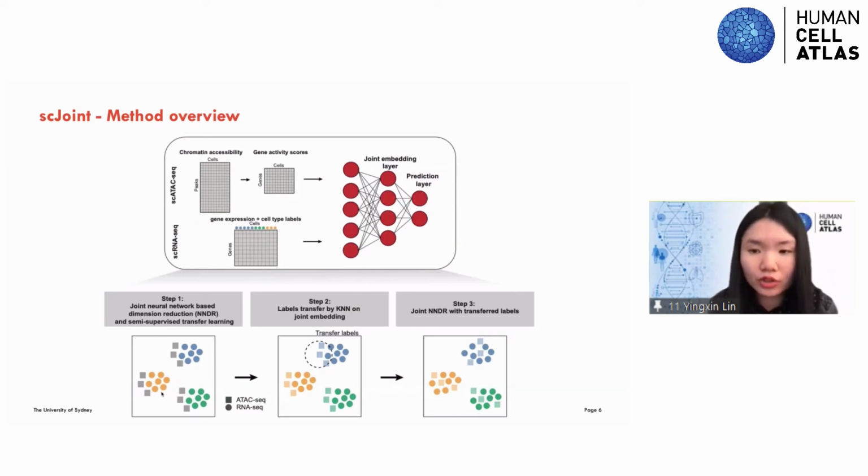The loss function of the joint embedding layer consists of two main parts, an NNDR loss and a cosine loss. The NNDR loss encourages the features to be more discriminative across samples and at the same time encourages the projection to be sparser and minimizes the correlation between the different dimensions. And the cosine loss tries to let the cells that are neighbors in the other omics be closer to each other. Then in the second step, we transfer the labels by k-nearest neighbors based on the joint embedding. And in the last step, we use the transferred labels to rebuild the joint NNDR models and then to refine the transferred labels.